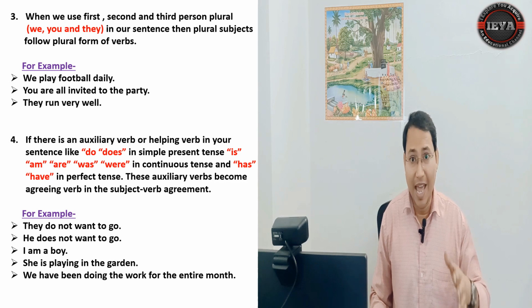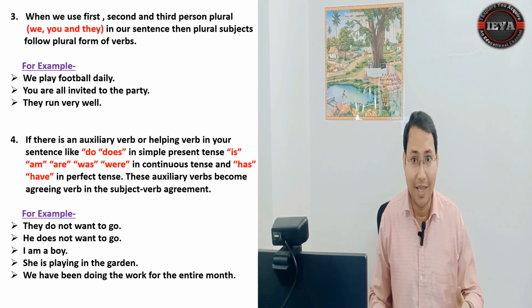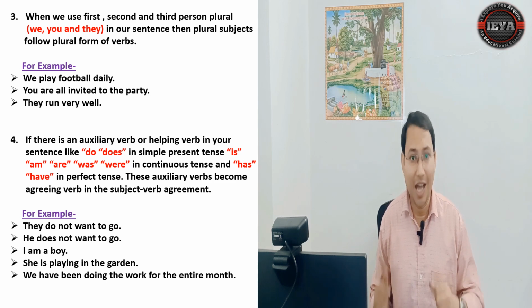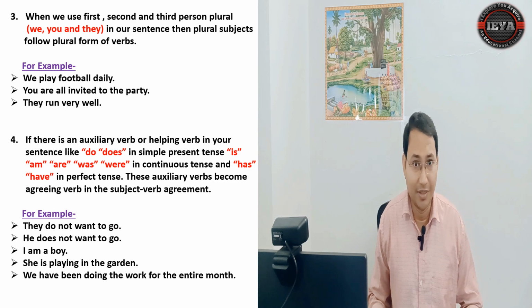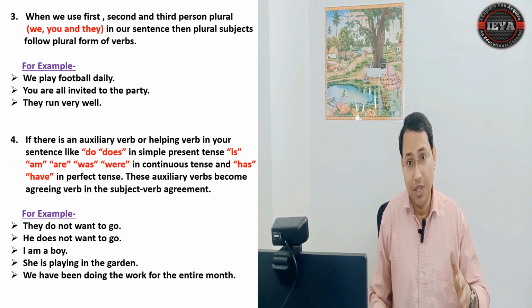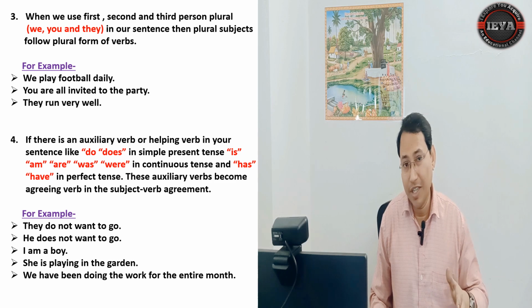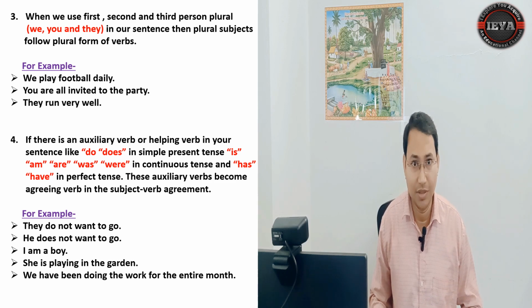Here we use am with I. Am is the first person singular form of the verb to be and we pair it with I. So you need to learn this, right? She is going in the garden or she is playing in the garden. We have been working together for the entire month.